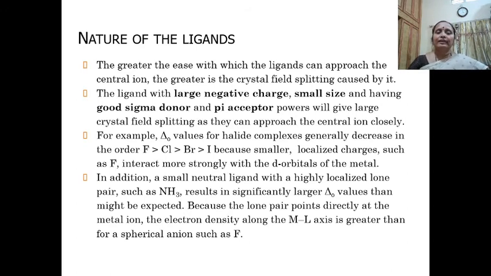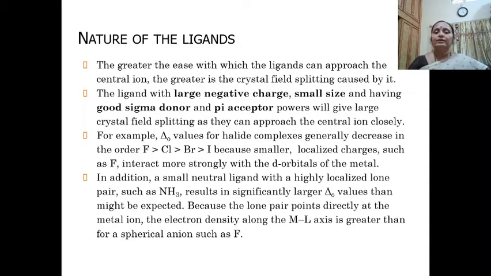Coming to the nature of ligands, the greater the ease with which ligands can approach the central ion, the greater is the crystal field splitting caused by it. Ligands with large negative charge, small size and good sigma donor and pi acceptor power will give large crystal field splitting as they can approach the central ion closely.